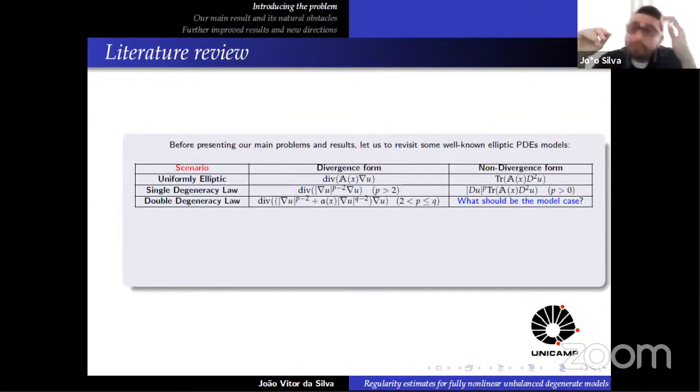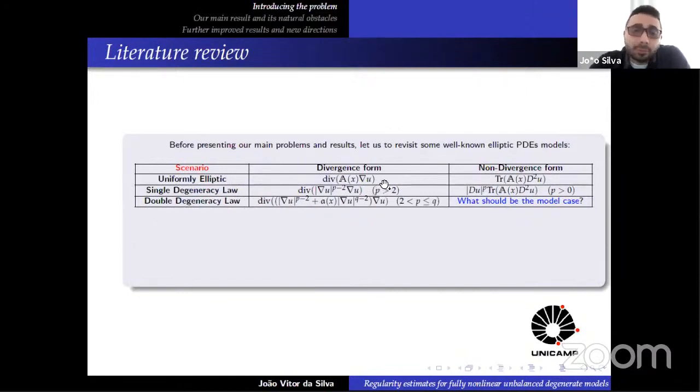Inside the elliptic PDE world, we can divide the structure of the operators into at least two classes: operators in divergence form and non-divergence form. And inside these two classes, we can split into at least three types of problems: uniform elliptic problems, single degenerate law, and double degenerate law.